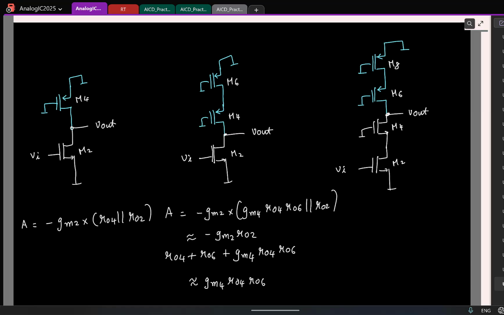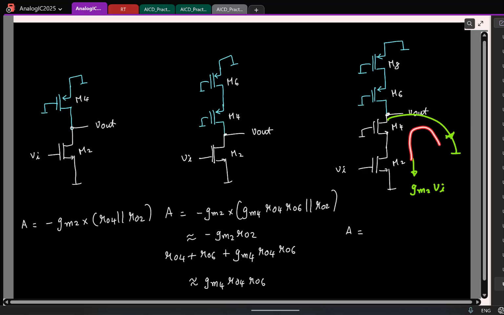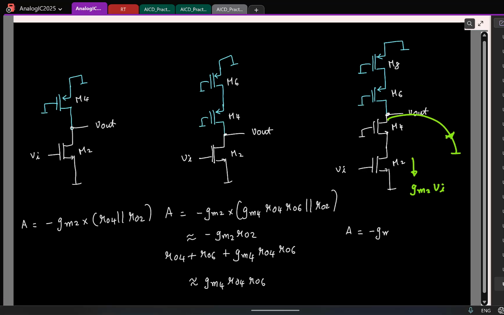So here, what do you think is the small signal gain? What is the short circuit GM here? If I short circuit this, what is the short circuit current flowing? This transistor will produce GM2 times Vi. That current will eventually flow. So what is the short circuit GM? Minus GM2. Okay.